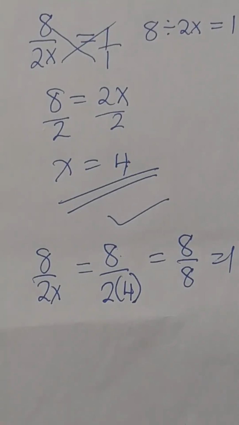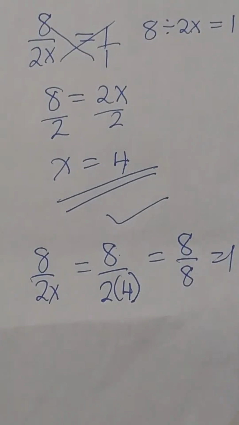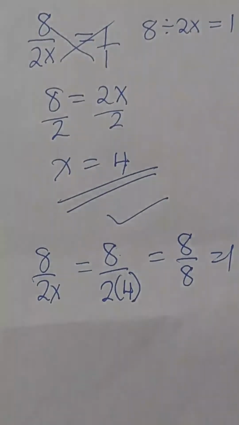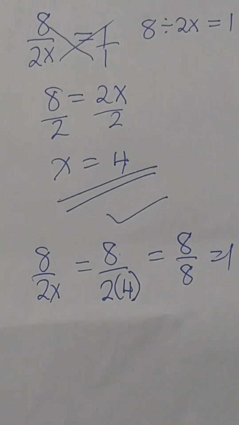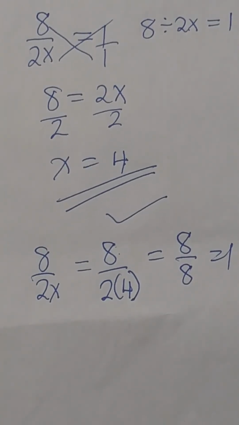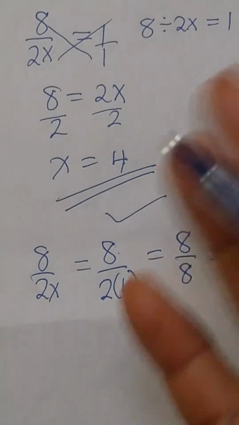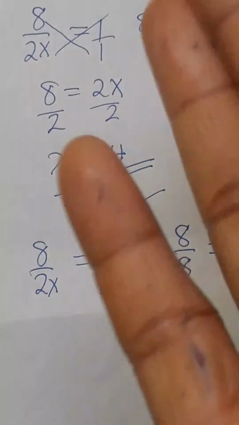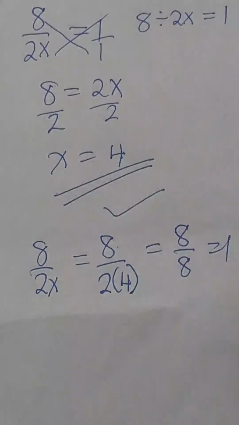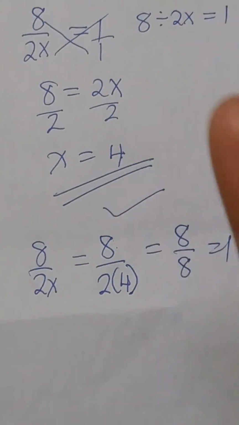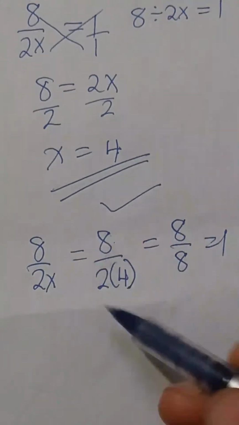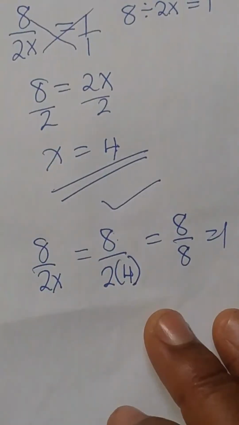Those two things are totally different questions. This question you asked now, this one of 8 divided by 2x, is from algebra. It's totally different. You can't compare the two, they are not the same. This is from algebra and this is from arithmetic. This is from simple math. You can't compare it with algebra, they are not the same.